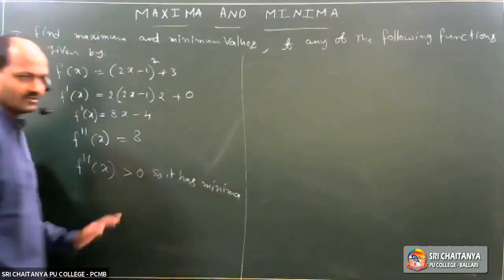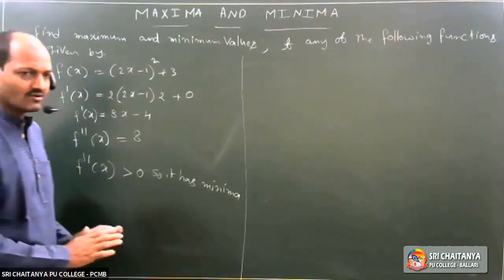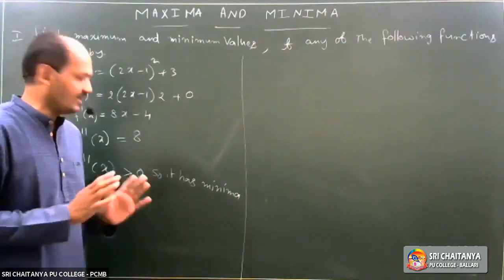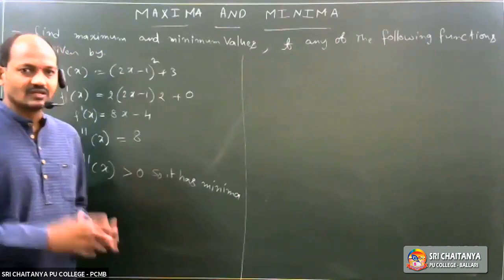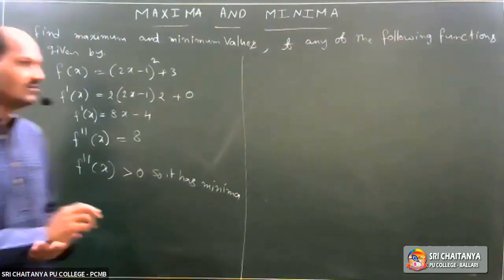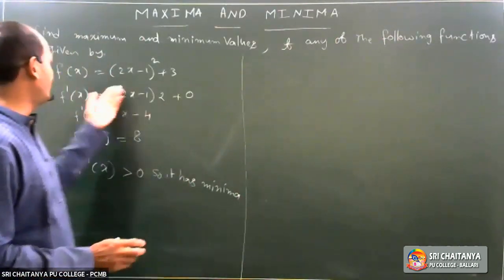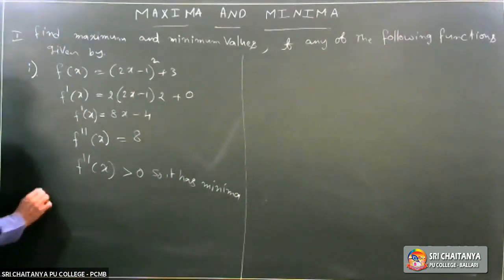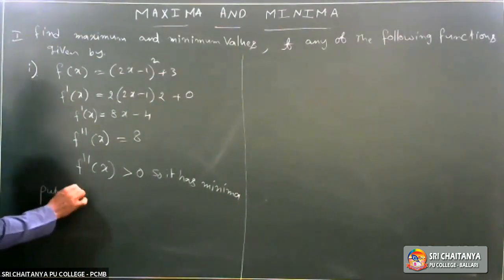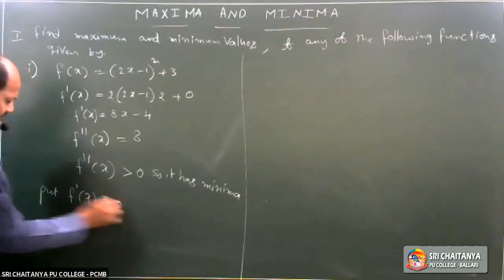It has a minimum. So, we conclude it is a function having a minimum. Then how do we find the minimum value? Consider the first derivative equal to 0. Put f dash of x is equal to 0.